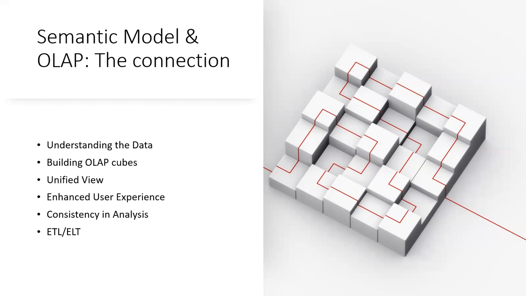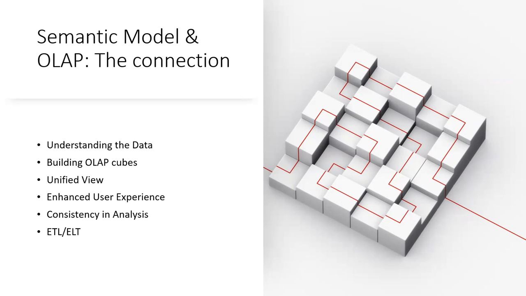Now, let's take another point, building OLAP cubes. An OLAP cube is a multi-dimensional array of data that allows for complex analysis, right? To build this cube, you need to know how different data elements relate, which is information provided by the, if you're guessing semantic model, you are correct. For instance, how does product category relate to sales? How does time fit in? The semantic model will clarify these relations.